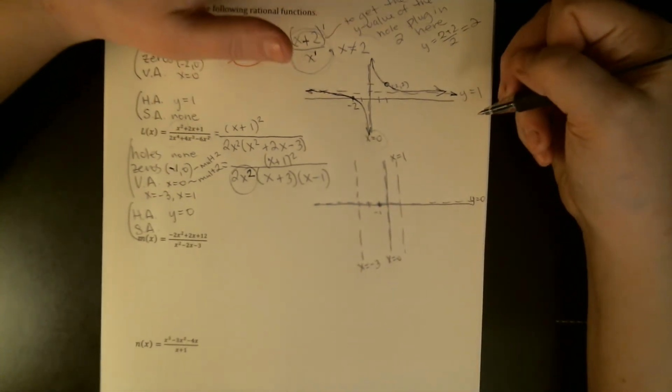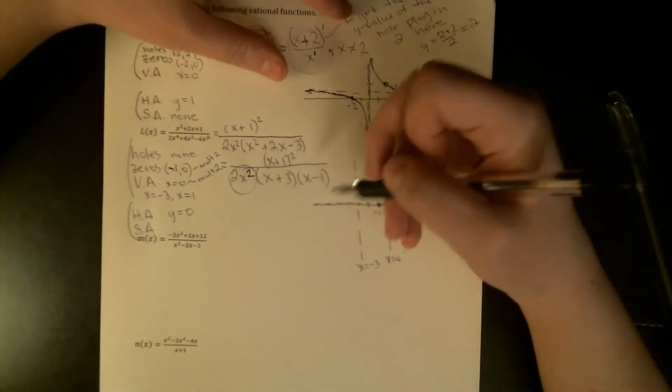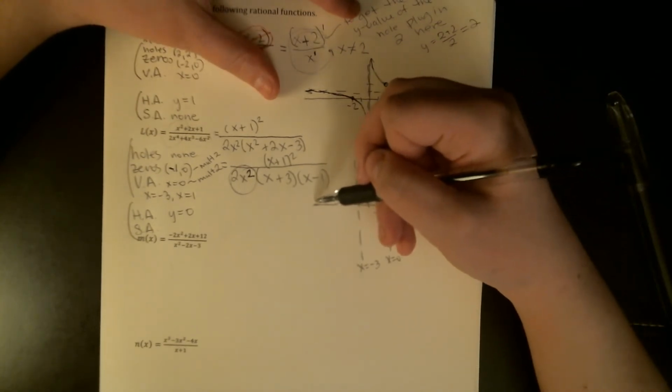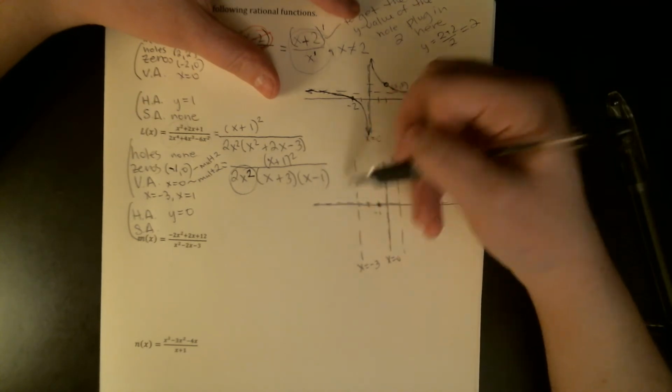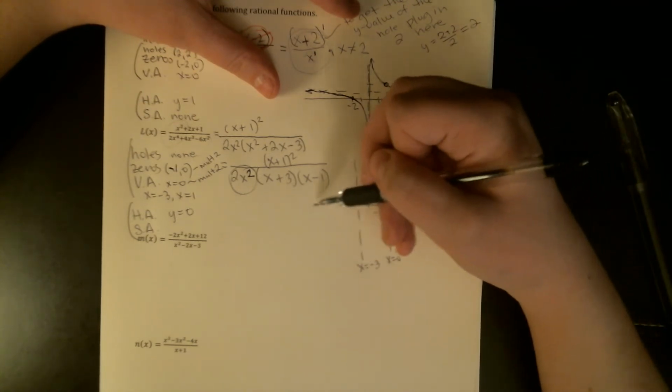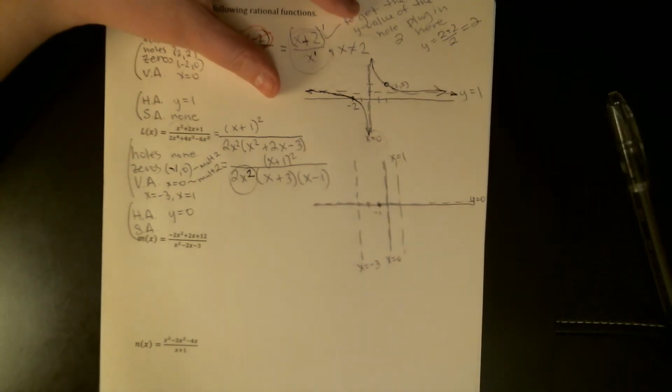Okay, so to get me started out here, I'm expecting to see my usual little branch of a 1 over x type shape, but I don't know if it should be up above or down below. I know I don't cross the axis because there's no x-intercept.